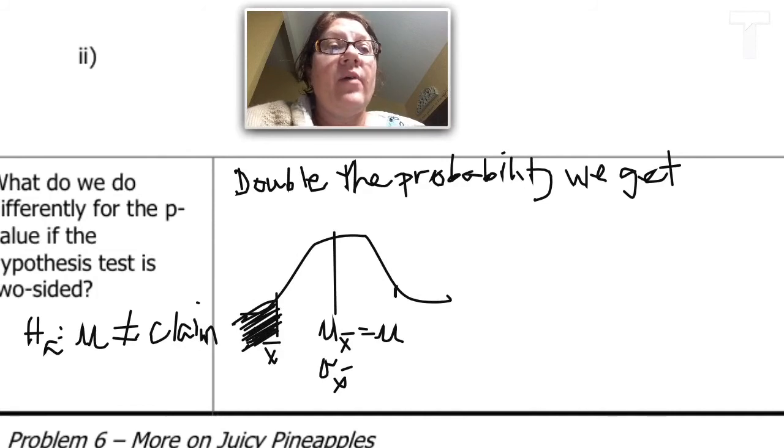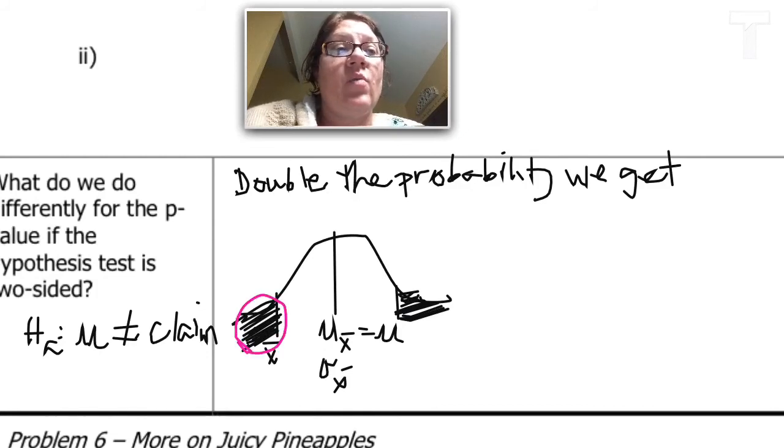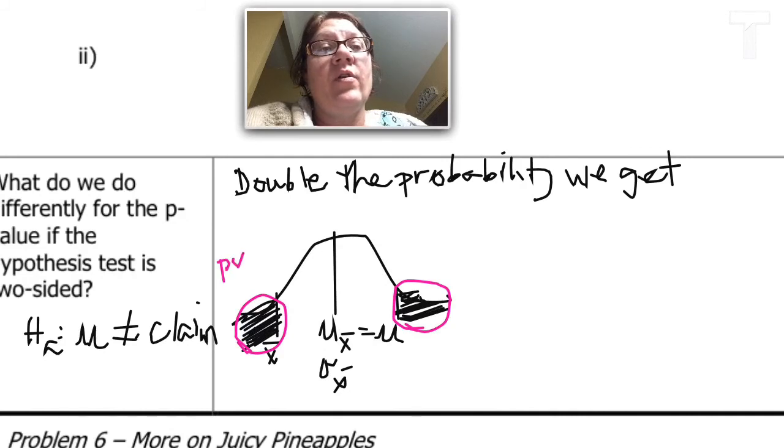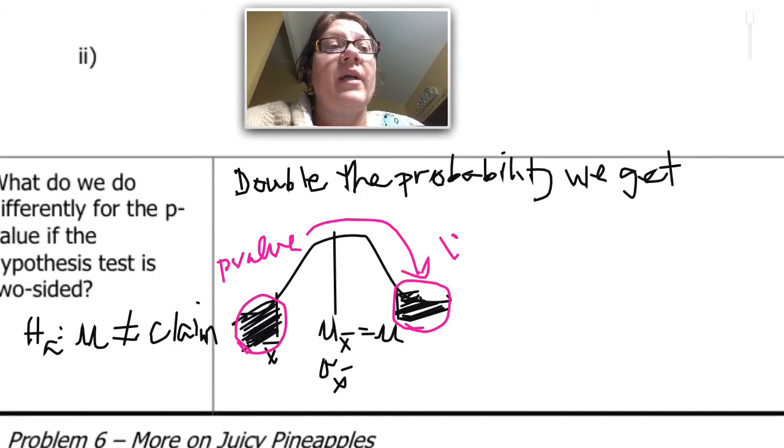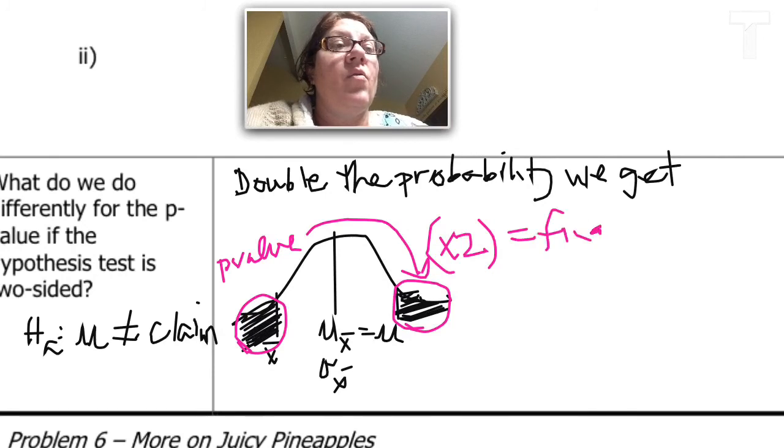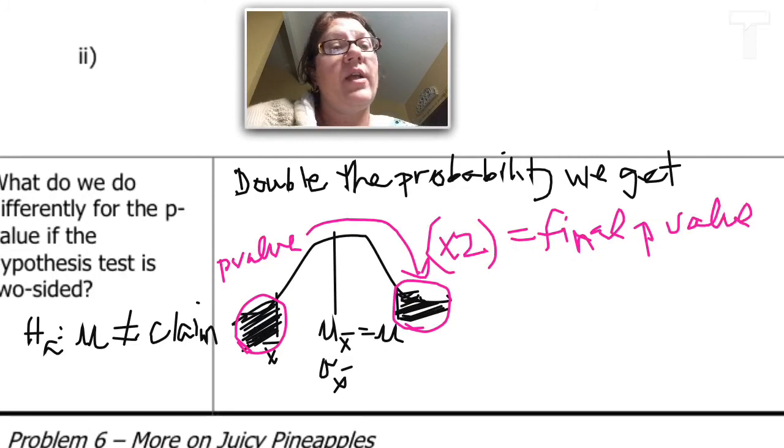So it also counts the mirror image area, because the words that we use are, what's the probability that I get this extreme or as extreme as this one? Well, as extreme could be in either direction. So we'll get the p-value for the left side, and then we'll times it by 2 to get our final or total p-value.